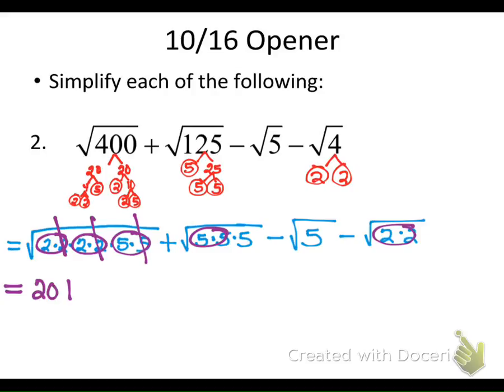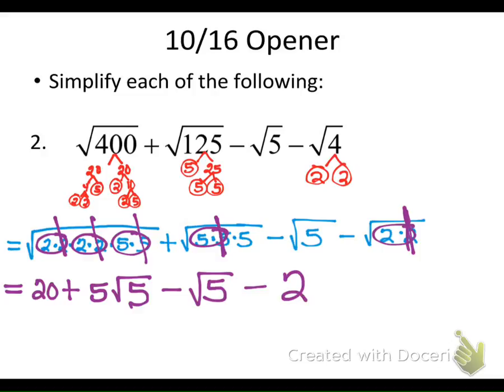I bring down my addition sign. The square root of 125 simplified will equal what? 5 square root of 5. Perfect. Bring down my subtraction sign, and I bring down the square root of 5. Bring down my subtraction sign. The square root of 4 ends up being just a whole number 2. Right, now I'm ready to simplify.